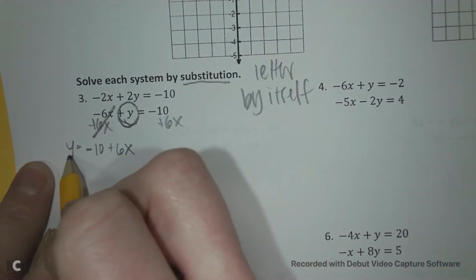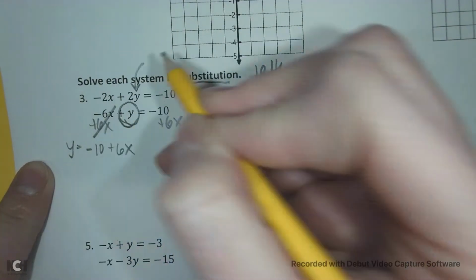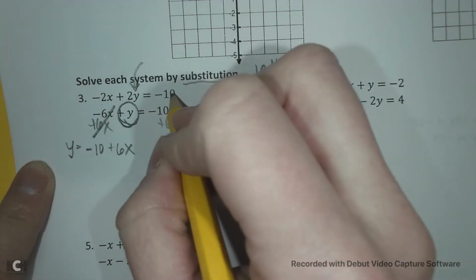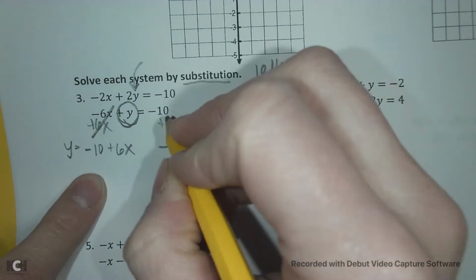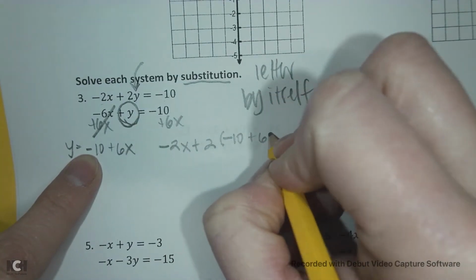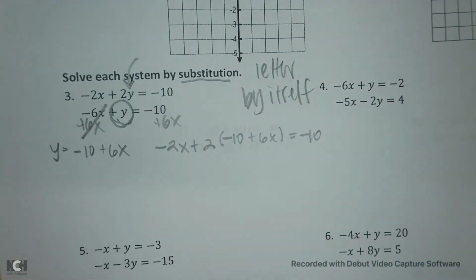Okay, so I know what my y value is for the bottom equation, so I'm going to substitute my y into the top equation, or the opposite equation. So we write the top equation as we read it, negative 2x plus 2, but instead of writing y, we substitute our value for y, negative 10 plus 6x, and then we finish off the equation, which is negative 10.